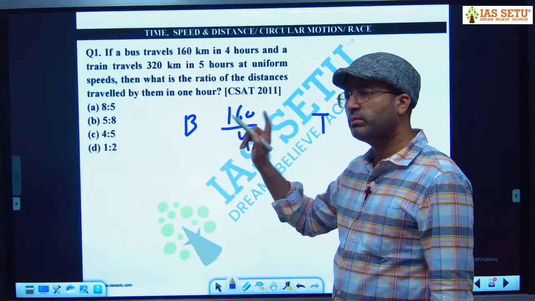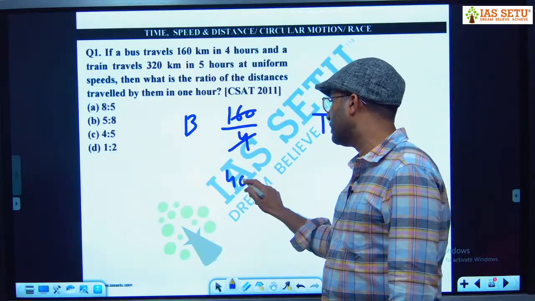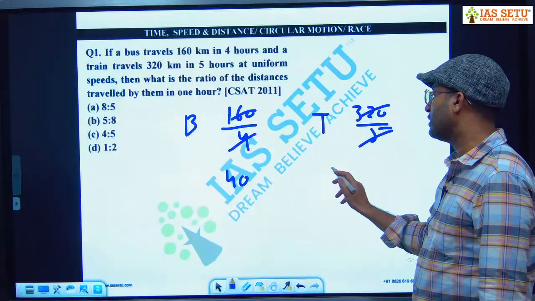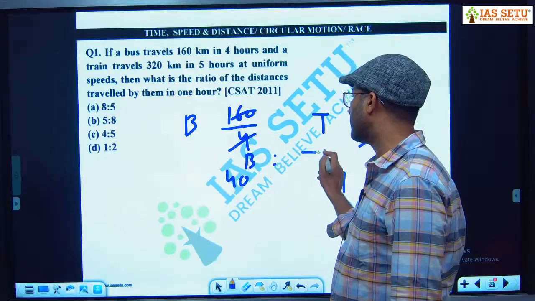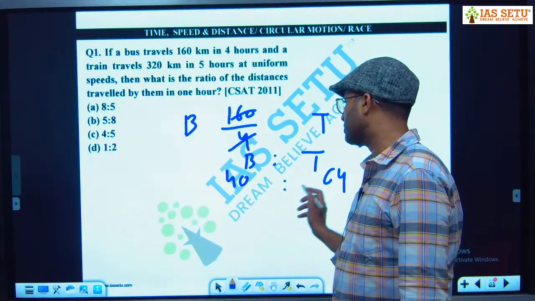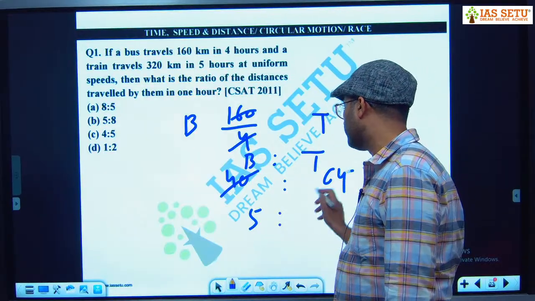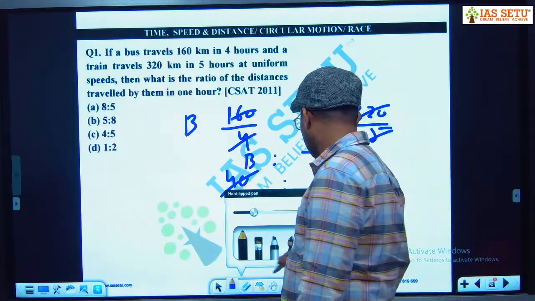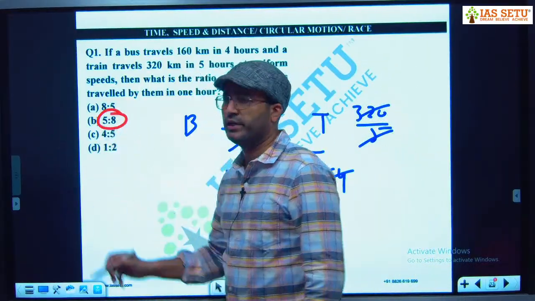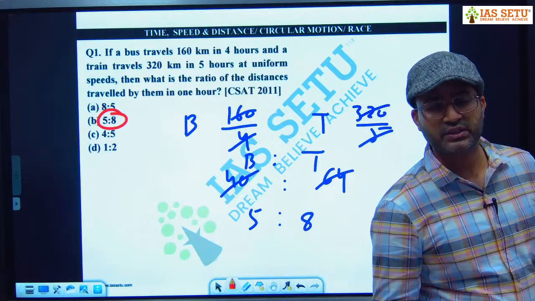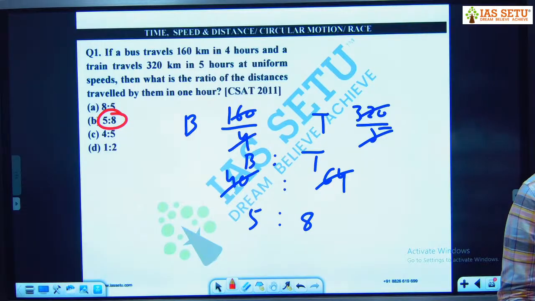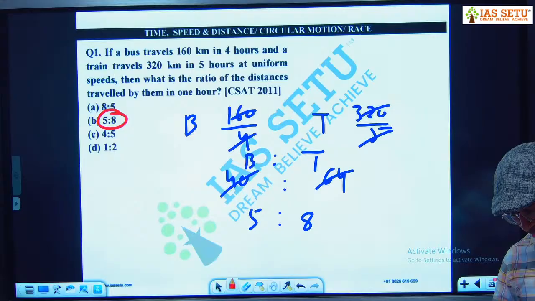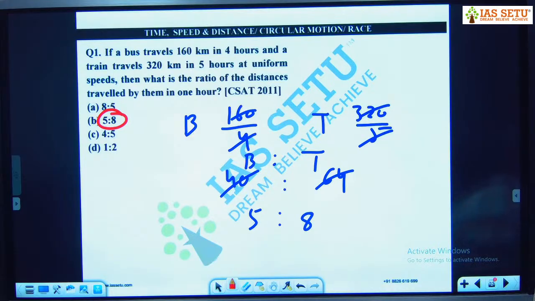So the distance covered by bus in 1 hour is 40 kilometer. Distance traveled by train in 1 hour is 64. So what is the ratio of the distance traveled by bus and train in 1 hour? 40 is to 64, divide by 8, you get 5 is to 8. So your answer is 5 is to 8. Bus travels 40 kilometer, train travels 64 kilometer. You can simplify, 5 is to 8. Now next is question number 2.